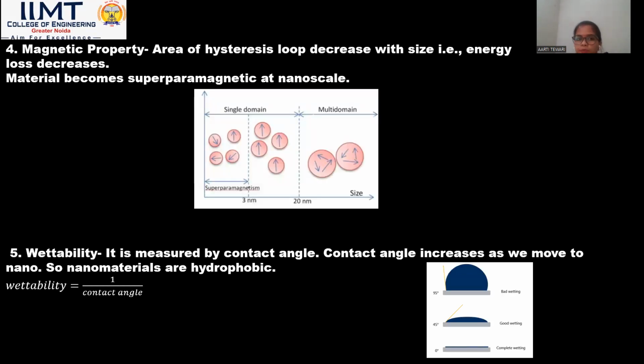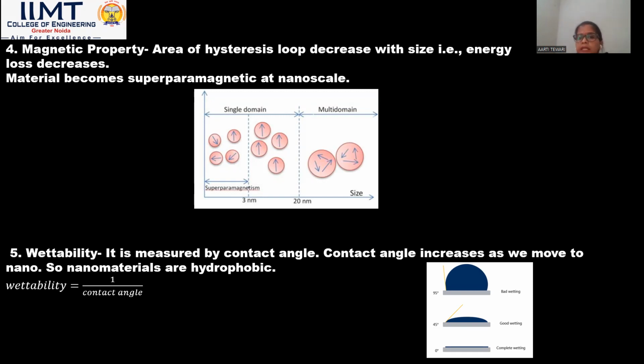Then we have the magnetic property. For magnetism, we know that there are diamagnetic, paramagnetic, ferro, antiferro, ferri materials, and all those things. But what happens when you take the material to the nanoscales? When I take the material to the nanoscales and look at a hysteresis loop, what is a hysteresis loop? I plot the graph between magnetization and the applied magnetic field. So there is an energy loss curve, that is what is called a hysteresis loop.